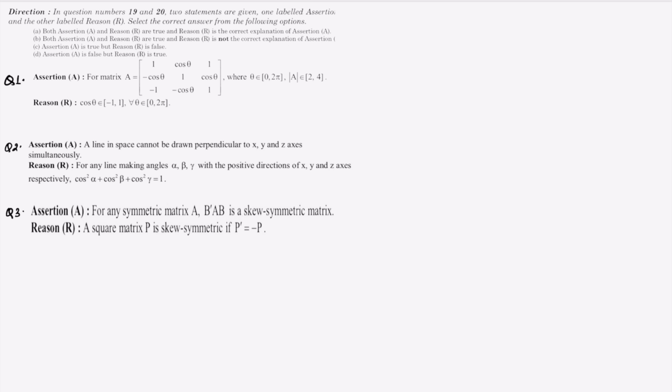Let's get started. In question 1, assertion is saying for matrix A which consists of elements cos theta and 1, where theta belongs to 0, 2 pi close interval, the value of determinant of this matrix belongs to 2, 4 close interval. Now before proceeding to the reason, we will write here "because". This "because" will give you a good sense whether the given reason is correct explanation of assertion or not.